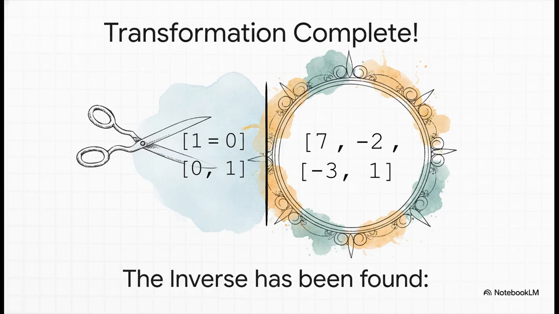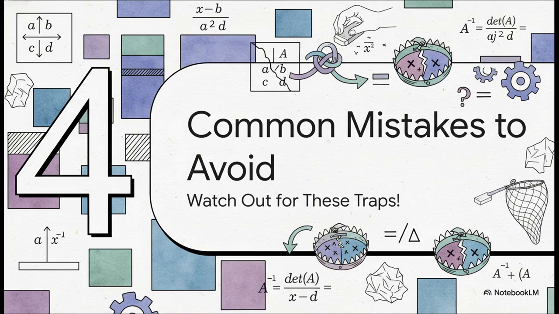And now for the big reveal. Because we successfully turned the left side into the identity matrix, the right side has now become our answer. The inverse of our original matrix is right there. 7, -2, -3, 1. It's this methodical process that just works every single time. Pretty cool, right? Now, this process is super powerful, but you have to be precise. It is really easy to make one tiny mistake that throws the whole thing off.